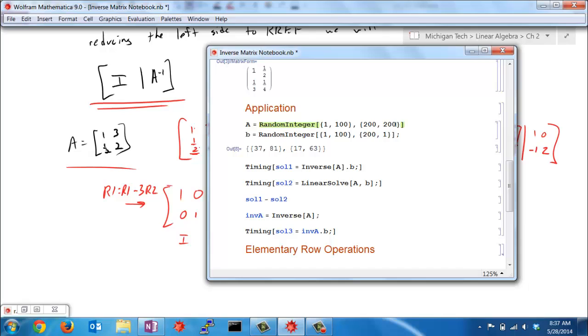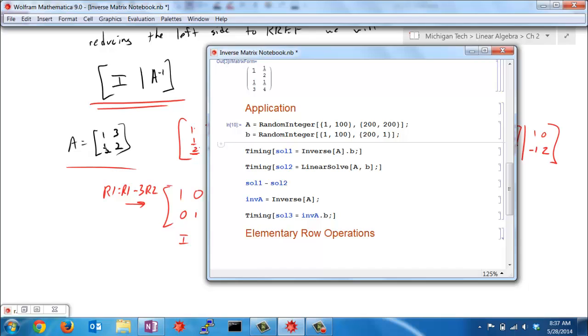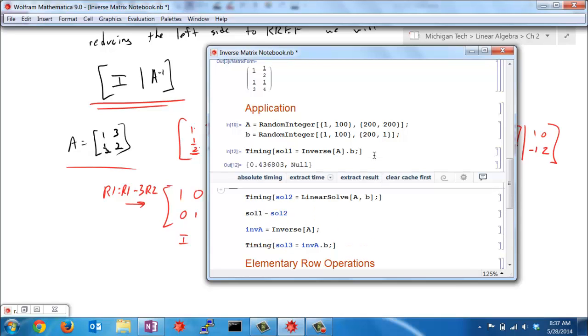But if I want to make a large random matrix, I can do that. So now I have A and B. And now basically I'm going to solve my system, AX equals B, 2 different ways. The first way, I'm going to solve it by calculating the inverse matrix and multiplying it by b. And I'm going to store that solution to solution 1. And the nice thing about Mathematica is I'm going to take a little timing to see how long that process takes. So by calculating the inverse and using that to solve this equation, it's going to take 0.43 seconds. Not too bad.